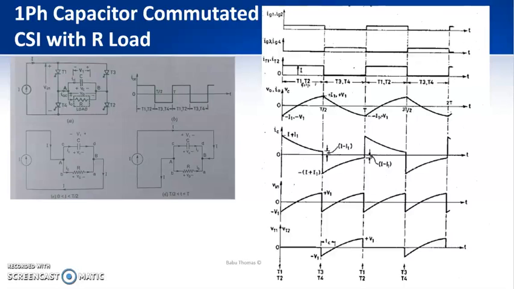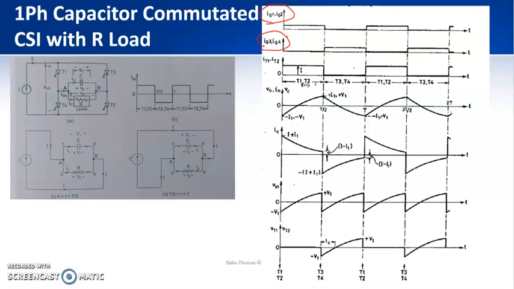This lecture is in continuation to the working of a single phase capacitor commutated current source inverter with resistive load. In this lecture we are going to explain about the various waveforms obtained across each of the components. Now here you can see that the first set is nothing but the gate triggering of the thyristors G1 and G2, then gate triggering of the thyristors G3 and G4.